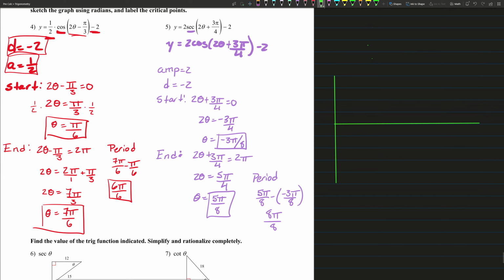Okay, so we want to graph this. So we're doing with cosine. So we're going to have the same graph we had before. We need to label these points. Again, we have two of them. So at this point, that's negative 3 pi over 8. I'm sorry, I should do the vertical shift and all that. This is negative 2.